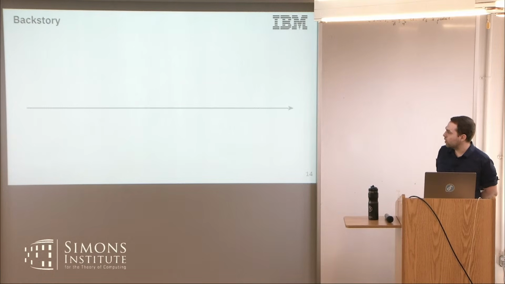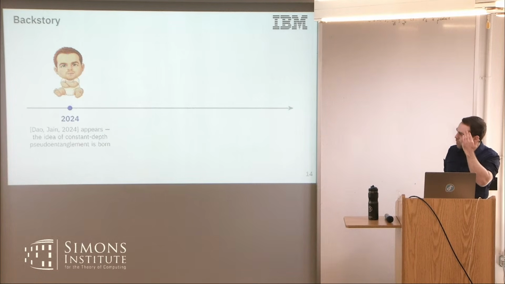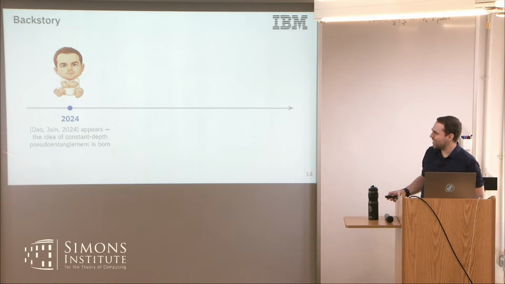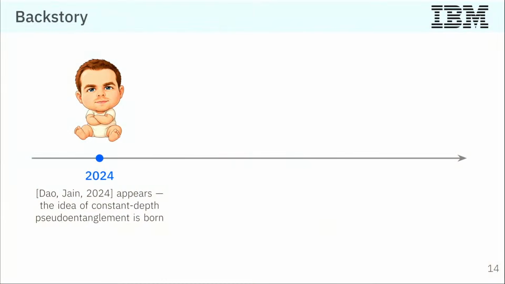Okay, so in the remaining time, let me tell you a quick backstory of this result. I've been thinking about this for a while, and back in 2024, when I was much younger, this Dao and Jain paper came out, and I already knew how to construct pseudoentanglement, but I was trying to do it from LPN, and I just couldn't do it. And when this paper came out and I looked at the result, I was like, oh, this is exactly what I need to make my construction.